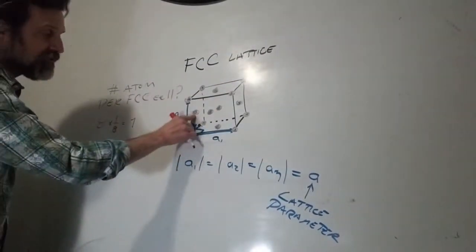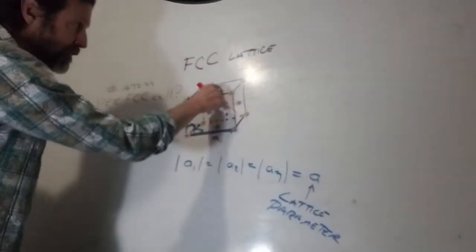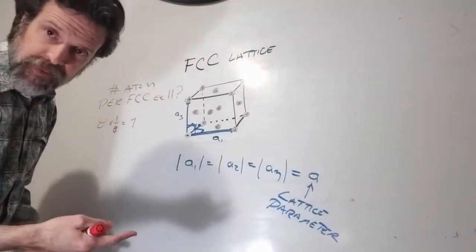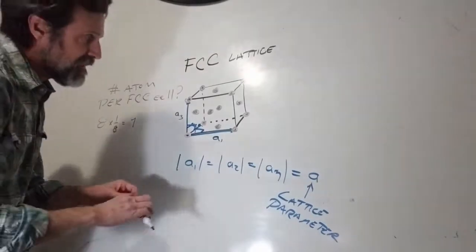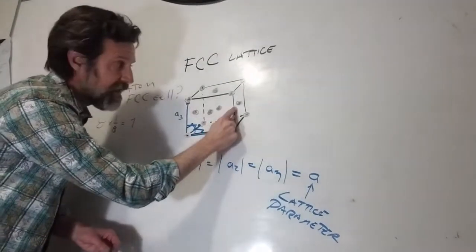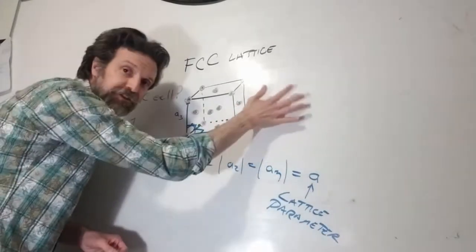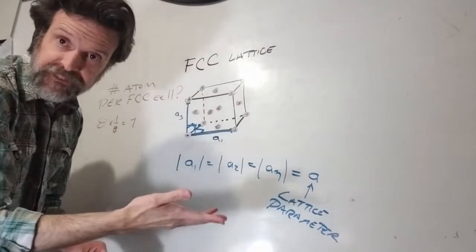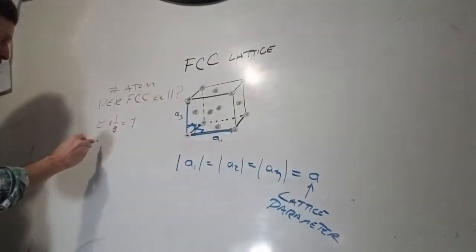And then each face, we have 1, 2, 3, 4, 5, 6. We have 6 atoms on the face. But if it's sitting on the face, like for example that atom, well, half of that atom is inside and half is outside being shared with this. So that's only half of an atom. We have 6 times 1/2.